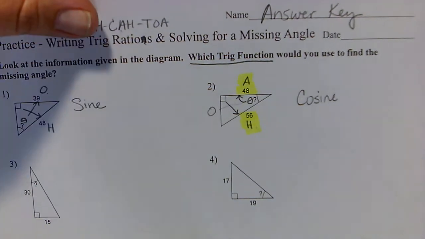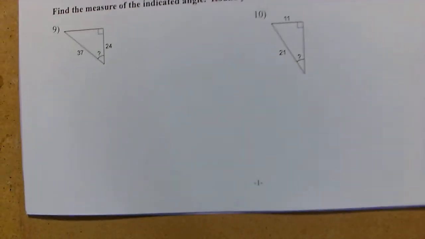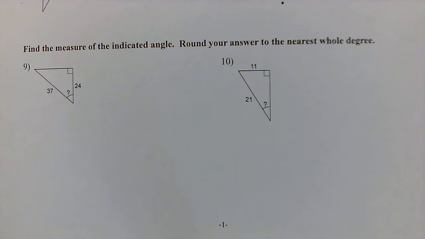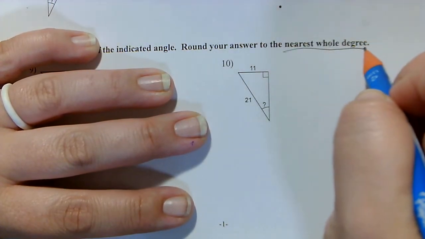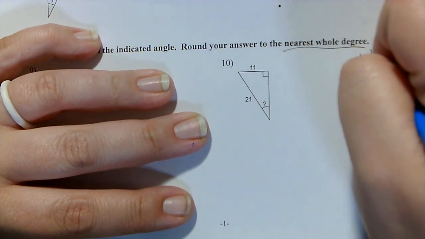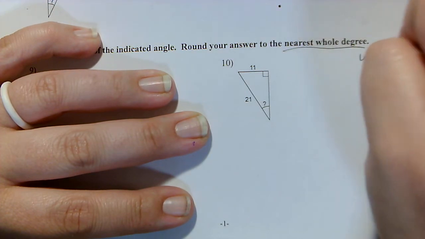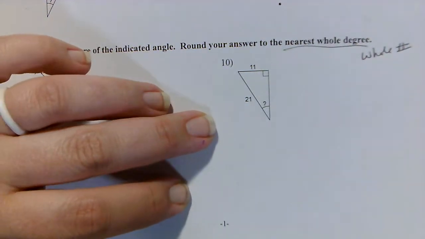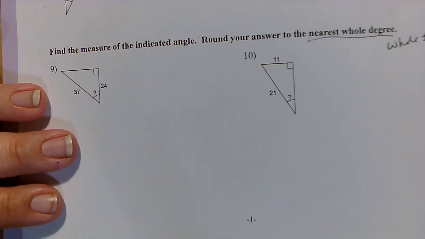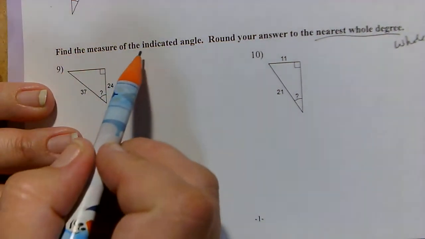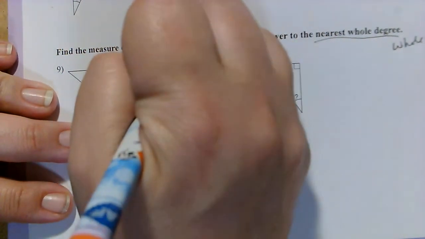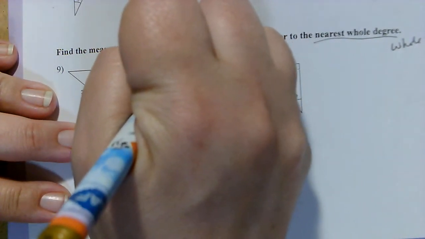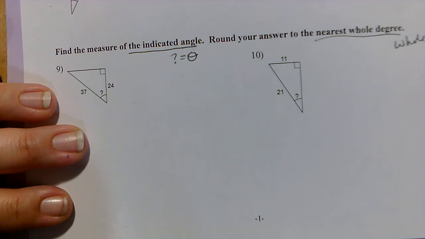Alright, looking at number 9. Number 9 says, find the measure of the indicated angle, round your answer to the nearest whole degree. Please note this. That means whole number. We have not practiced rounding to the nearest whole number, so let's do this first one together to make sure we know what we're doing. Find the measure of the indicated angle means we need to actually find theta. Question mark equals theta here.